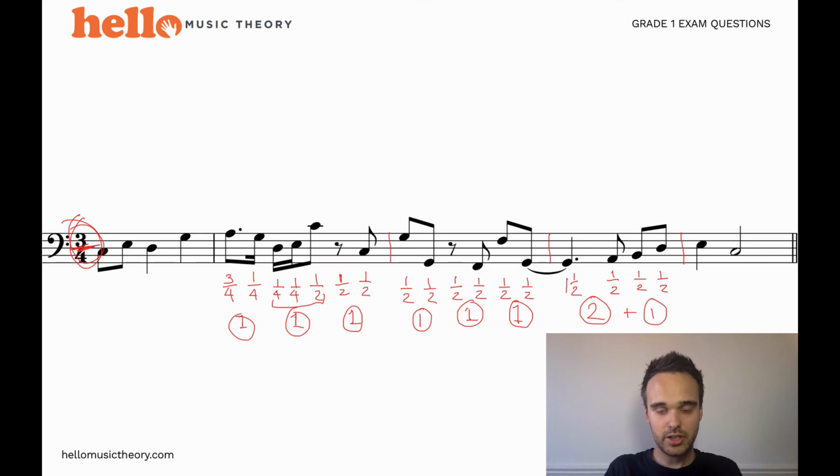And again, we're just going to check that our last bar adds up to 3 so that we know that the last bar lines we've written in are correct. So we've got a crotchet, which is worth 1 beat, and a minim, which is worth 2 beats. 1 plus 2 equals 3. That means that these 3 bar lines are correct.